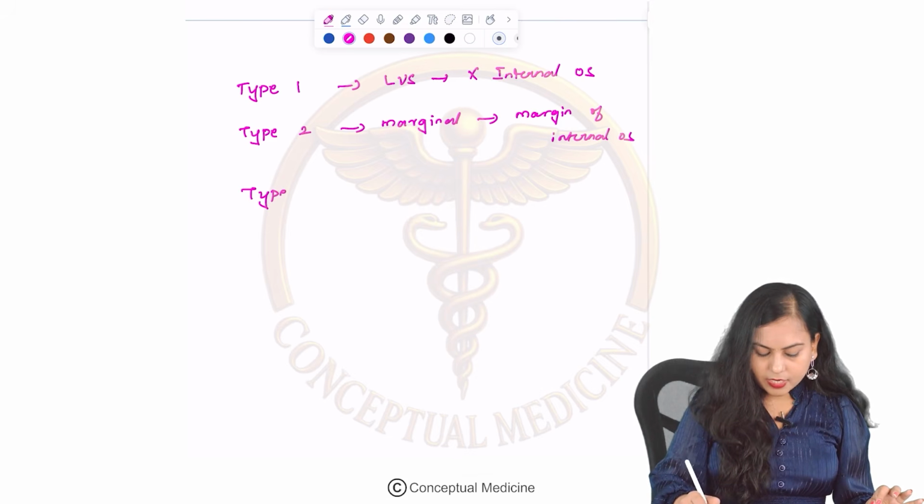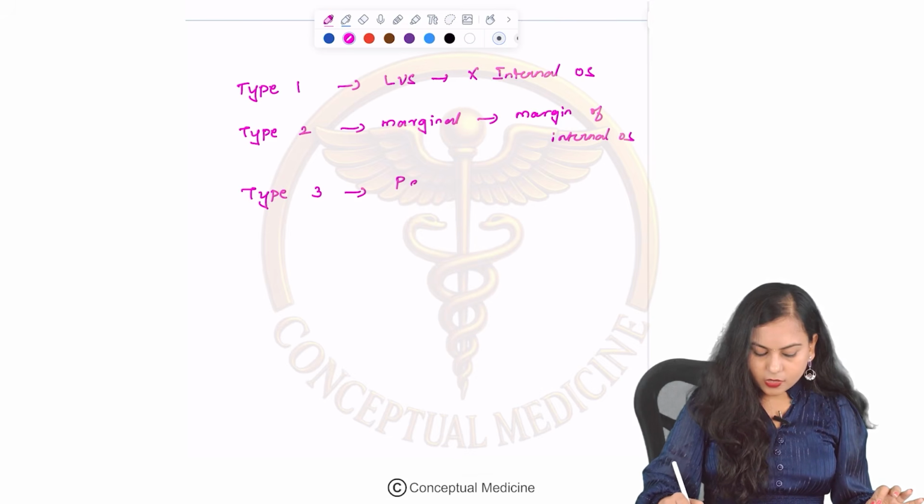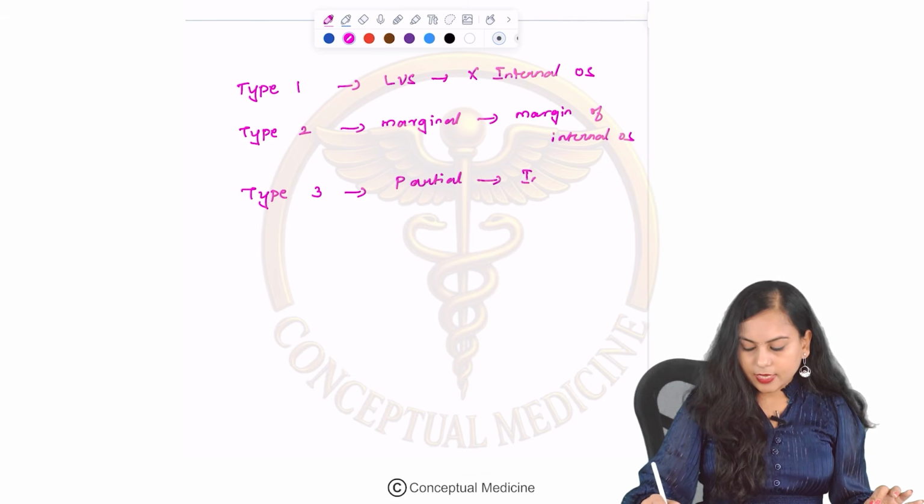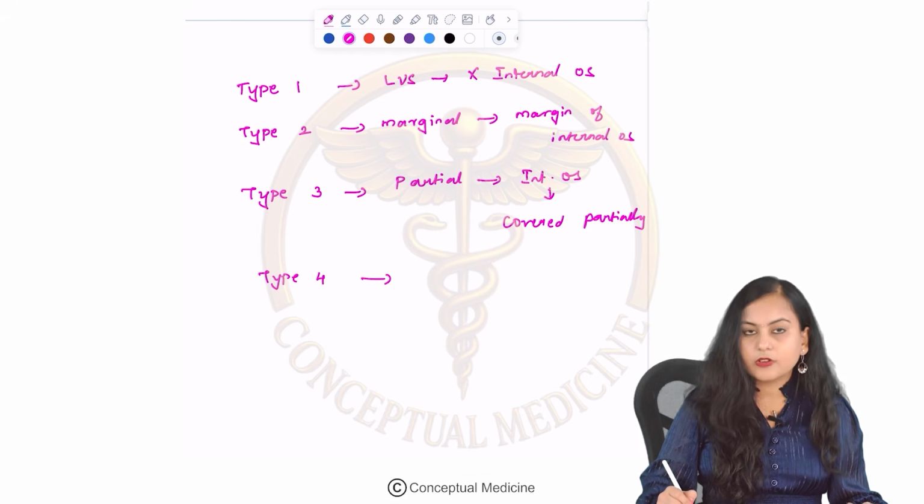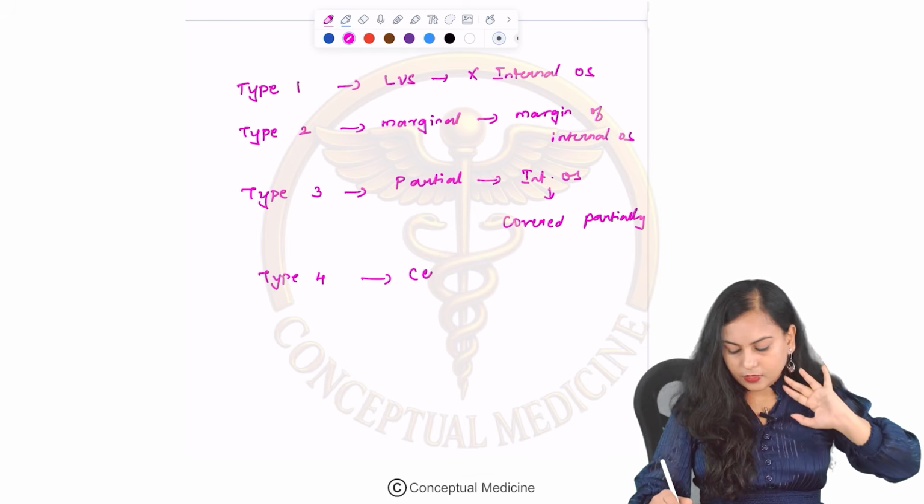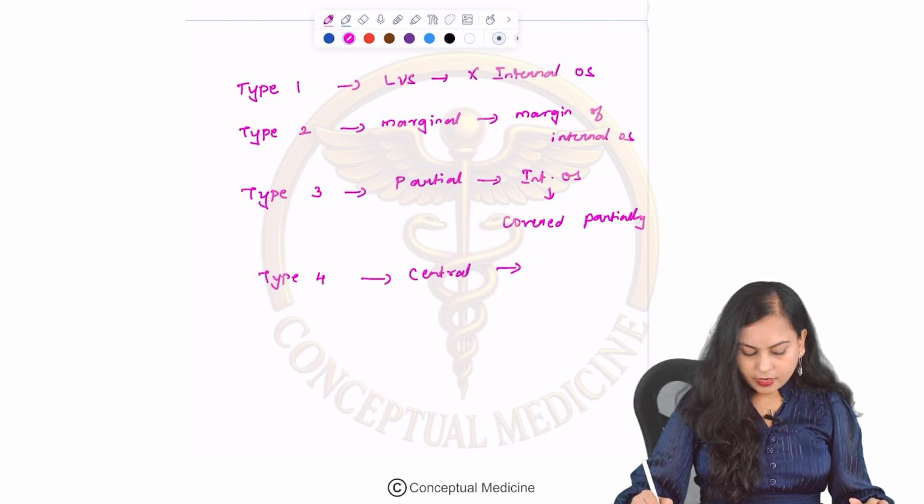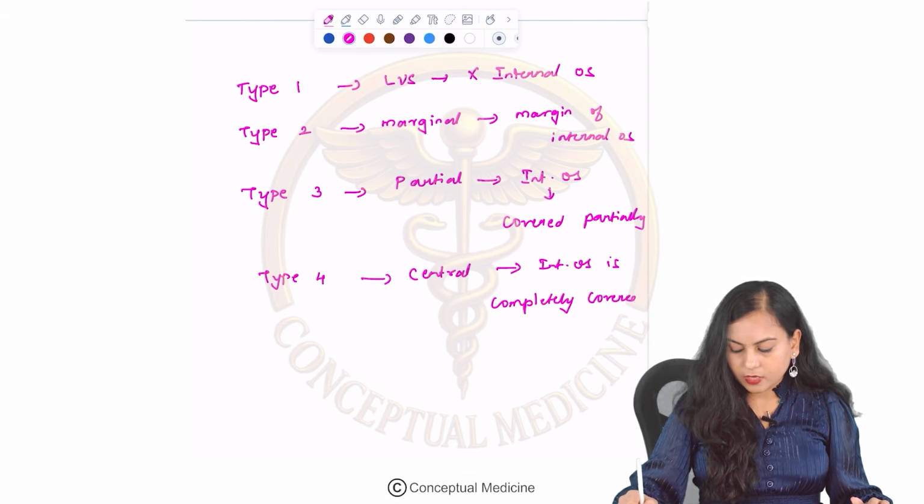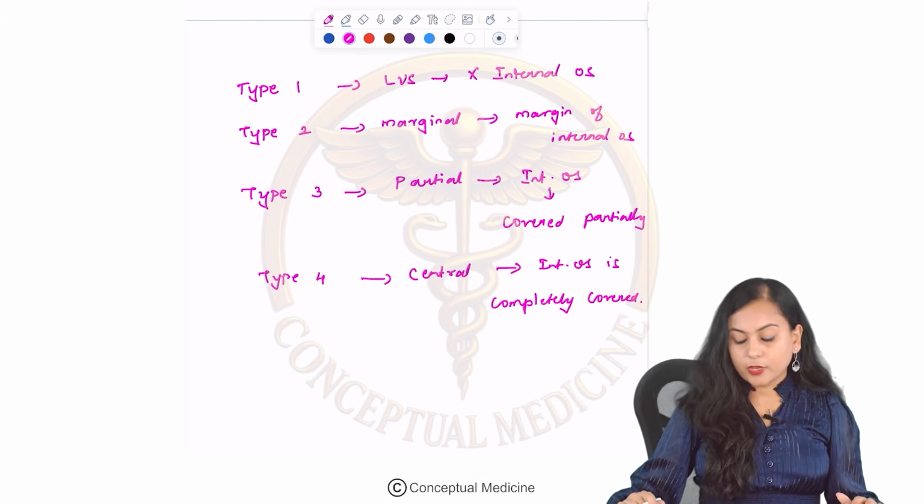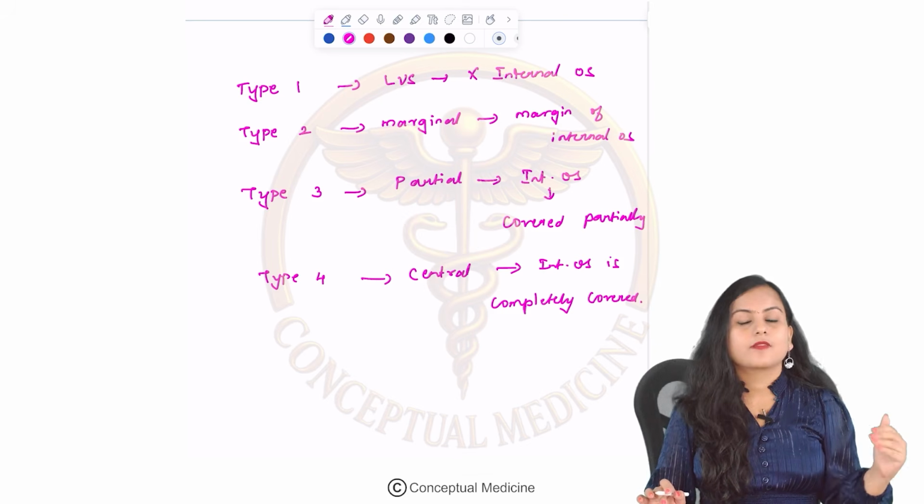Next is type 3, where the internal os is covered partially, so it is partial placenta previa. Then finally type 4, that is total or central placenta previa, where the internal os is completely covered by the placenta. So this is one of the oldest classifications, but it is easier to understand.